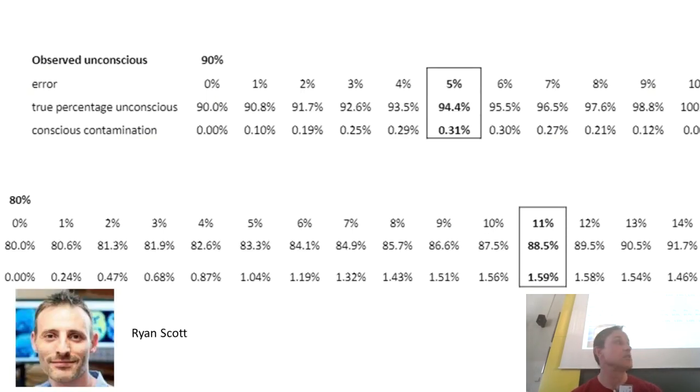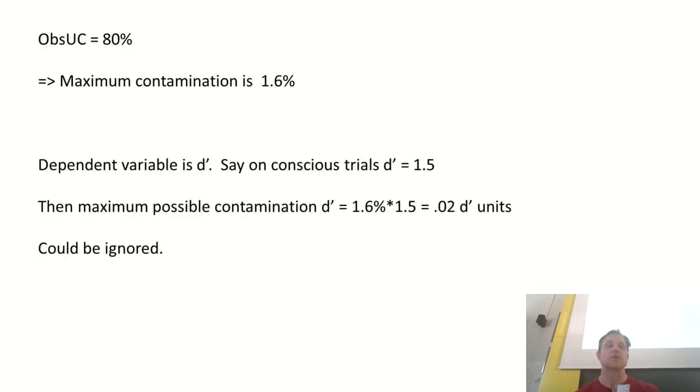If people said guess 80% of the time, this is in a registered report, so we laid out our limits in advance of seeing the data just to see what worst case scenarios were. If people said guess 80% of the time, the maximum contamination would occur with 11% error, which would be a 1.6% contamination. Now, how would that contribute to performance? Let's say performance is D prime.